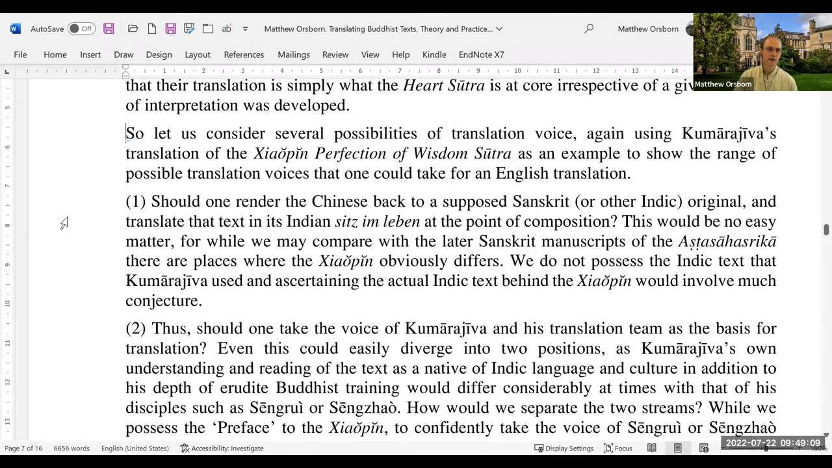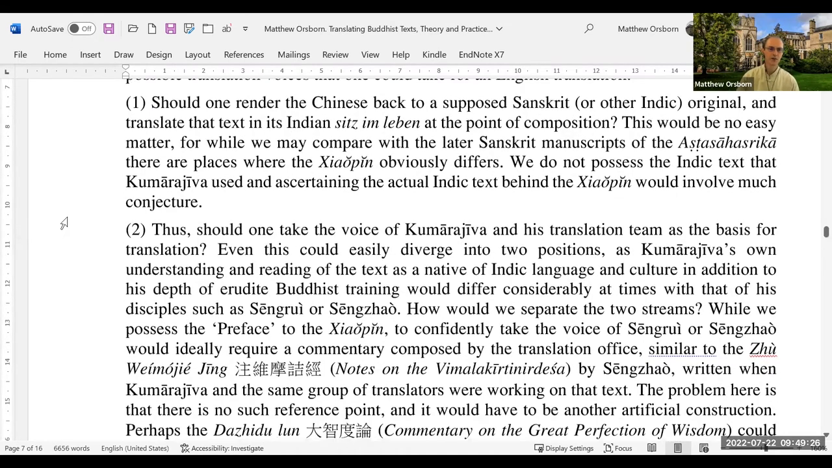Okay, so let's consider several possibilities of translation voice. Again, we're going to use Kumarajiva's translation of the Xiaopin Perfection of Wisdom as an example to show the range of possible translation voices that you could take for an English translation. So the first one: should one render the Chinese text back to the supposed Sanskrit or other Indic original, and then translate that text in its Indian system at the point of composition? So you're treating it as a Chinese text, but it's really an Indian text.